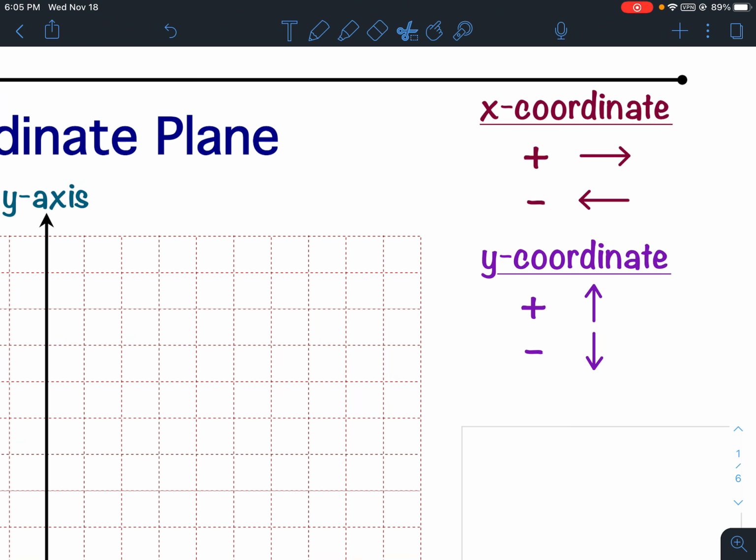Okay, so again, you start at the origin. If the first number is positive, you'll move to the right. If the first number is negative, you move to the left. After you do that, then you go to your y-coordinate. If the y-coordinate's positive, you would move up. If the y-coordinate's negative, you move down.